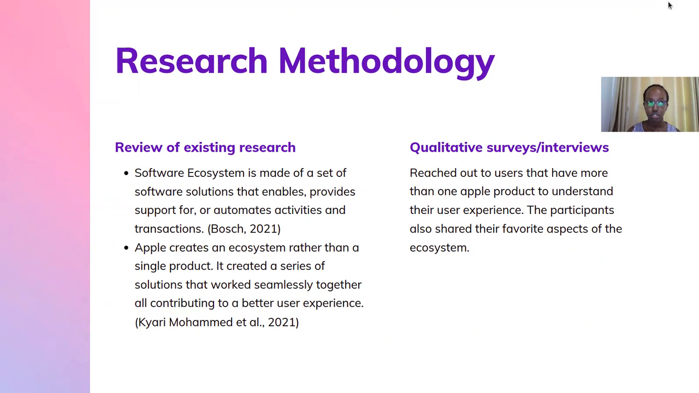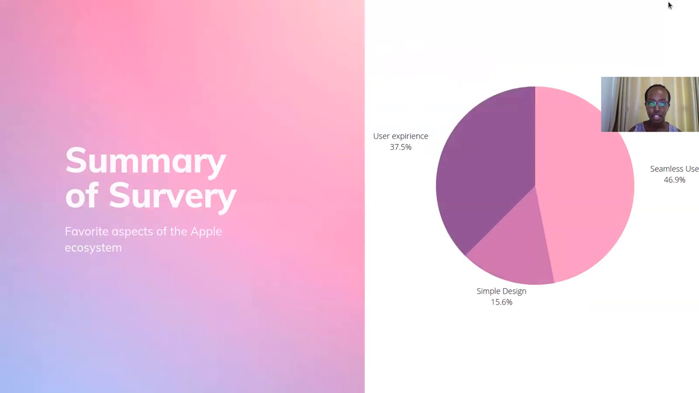With the interviews, I reached out to users with one or more Apple products and asked them what aspects of the user experience they like the most. After the interviews and surveys, I picked out three of the most recurring themes from the interviewees and survey participants. The main one is the seamless use of the products, simple design, and user experience. The user experience is really intuitive, and it's like they're using something they already know how to use.